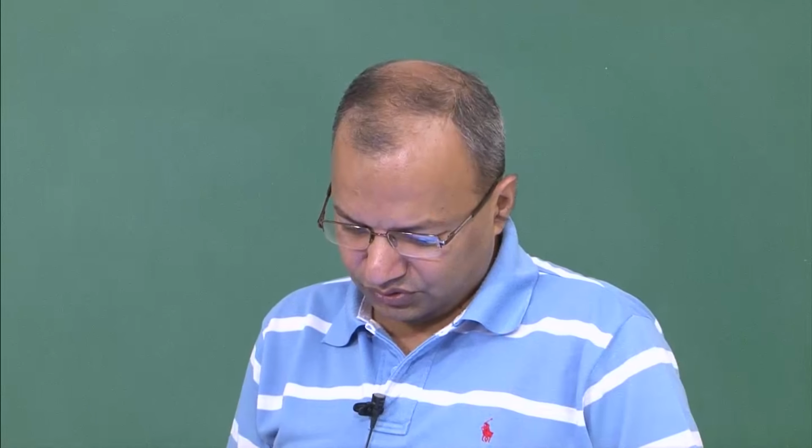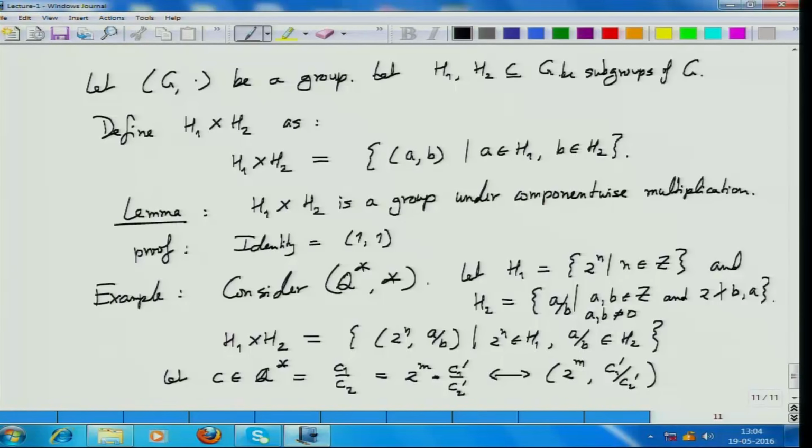If you have two numbers C, C prime mapping in the same way to the same element, that means their powers of 2 are the same and the odd components are the same, so the numbers have to be the same. And similarly, the reverse way, if two elements of H1 cross H2 map to the same product, then since the product has separate powers of 2 and odd parts, again they will both be the same numbers. So it's a very simple correspondence which shows that Q star can be viewed as H1 cross H2.